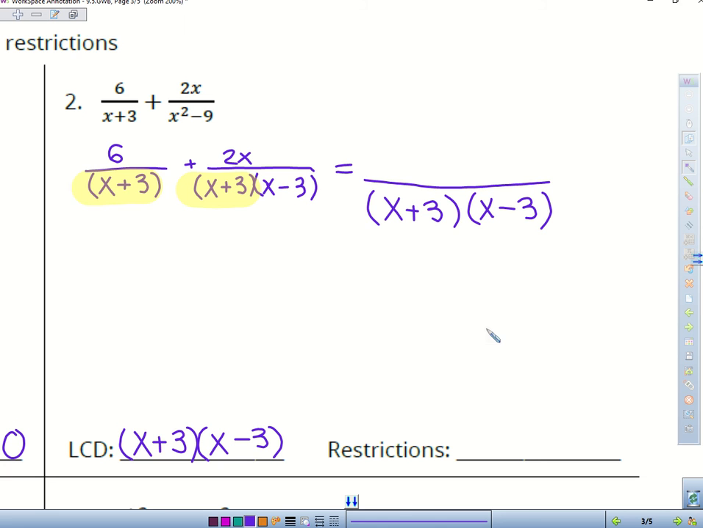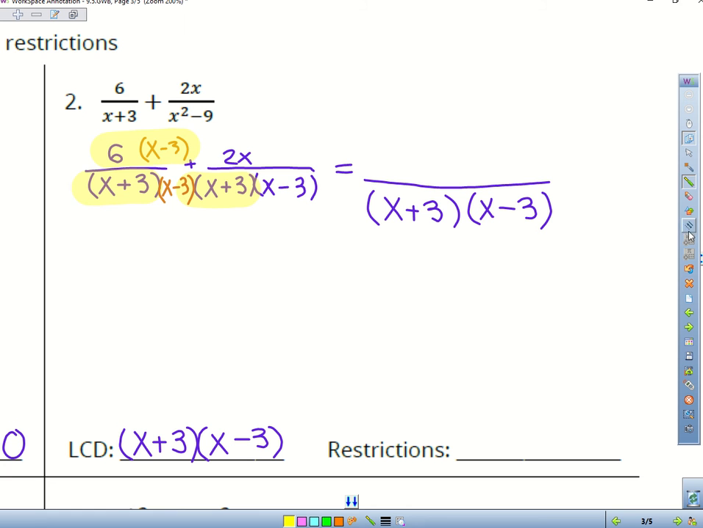So our goal is to multiply the numerators by whatever we would need to get that denominator to look like this one. So for the first fraction, how could I get that denominator to look like this one? Good. I'd have to multiply this fraction, top and bottom, by x minus 3, right? What would I have to do to the second fraction? Would I have to do anything to it to get it to have that denominator? No, it already does, okay?